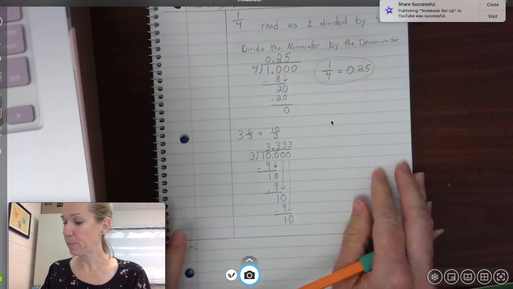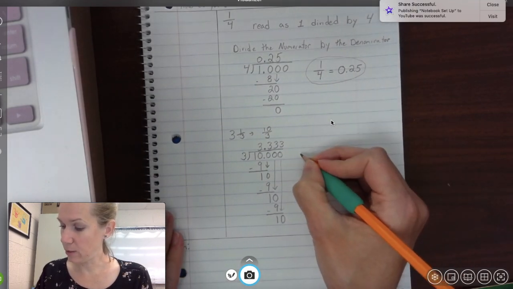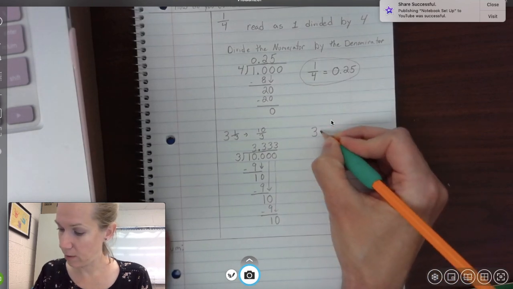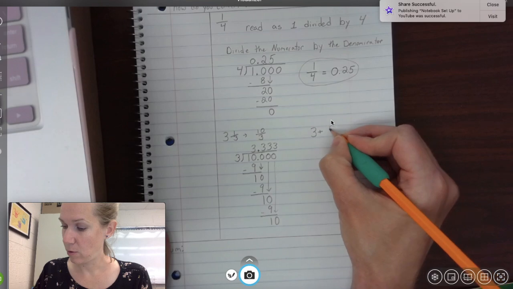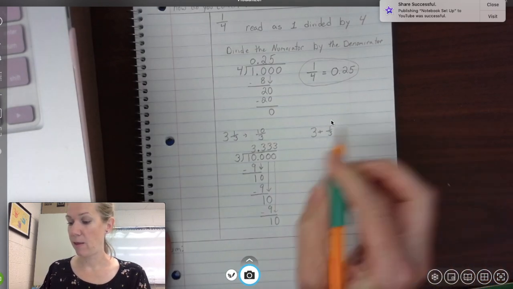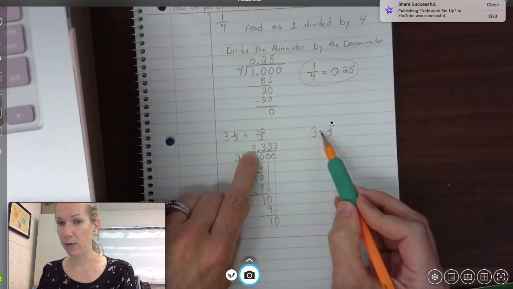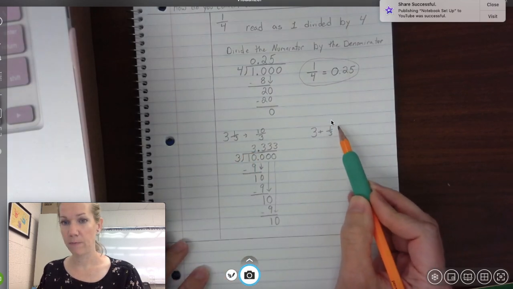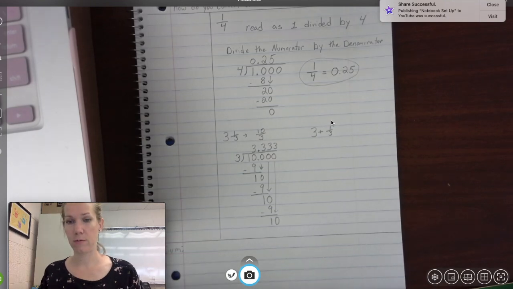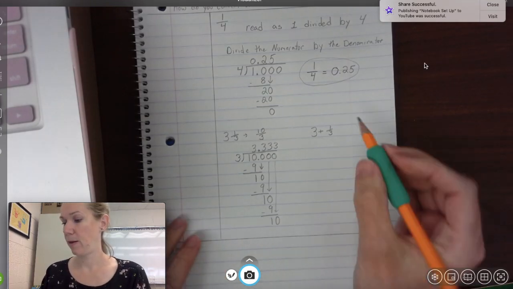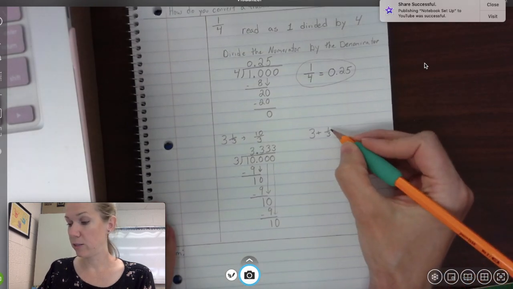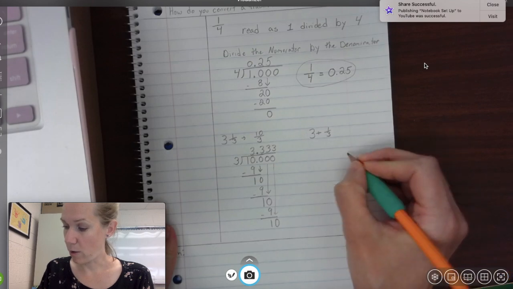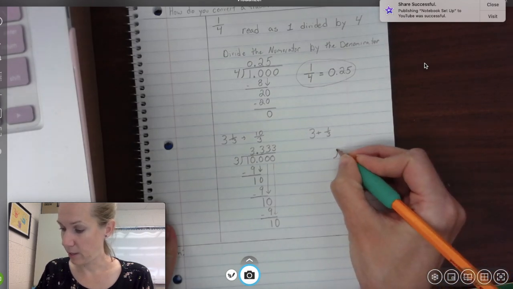Okay? The other way to do this is to look at it as 3 plus 1/3. Then we know the whole number is going to be 3, and we just need to figure out what this 1/3 equals. So we're still going to read this as 1 divided by 3. So that's 1 divided by 3.